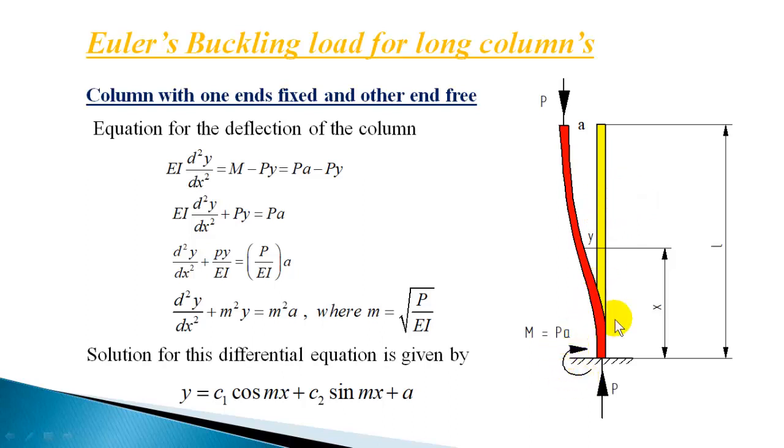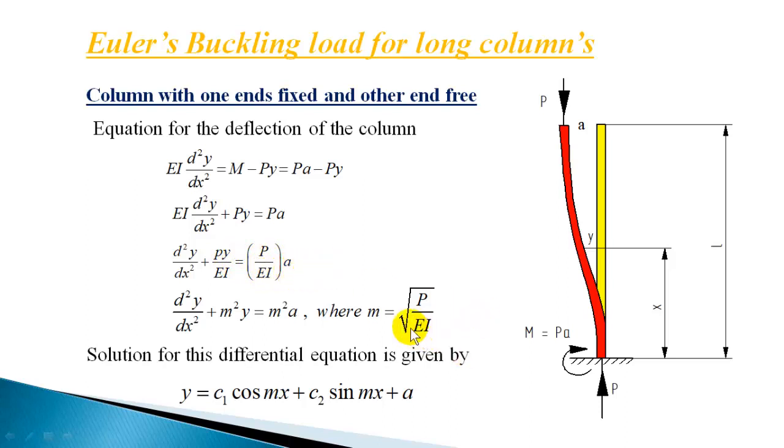So the resisting moment should be equal to the moment produced by these forces, but in the opposite direction, trying to balance the column. So this resisting moment is PA, and I am replacing this M by PA. So PA minus Py. We get EI d square y by dx square is equal to PA minus Py. Now minus Py I will take to the left hand side. So EI d square y by dx square plus Py is equal to PA. Now dividing by EI, we get d square y by dx square plus P by EI y is equal to P by EI A.